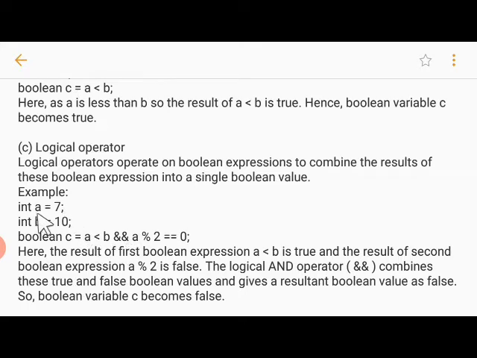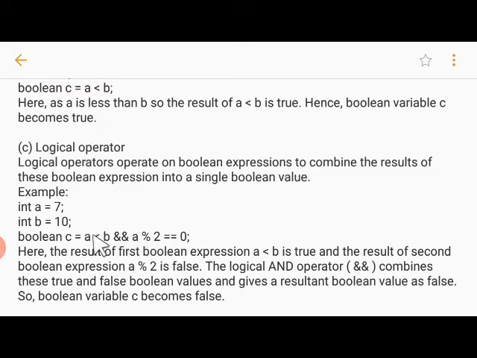7 is the value of a and 10 is the value of b. So a is less than b, that's true. The other side contains a % 2, which checks whether a is divisible by 2 or not, equal to 0. You see that a is 7, which is an odd number, so it is not divisible by 2, and this will produce false. So the left-hand side expression will produce true, and this side is going to produce false.